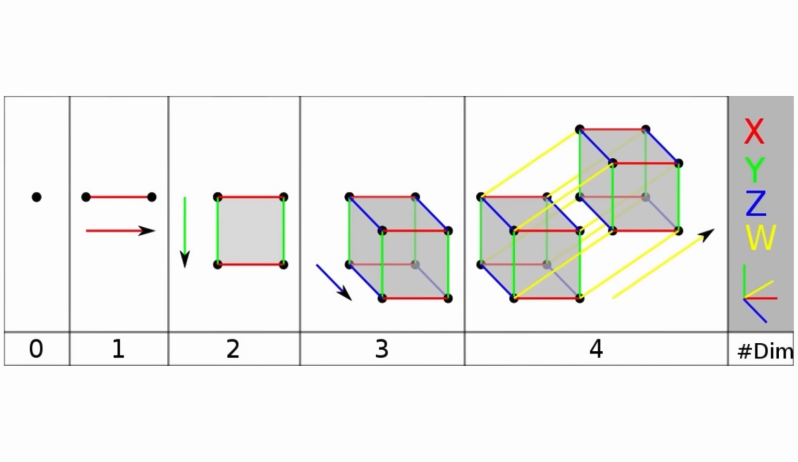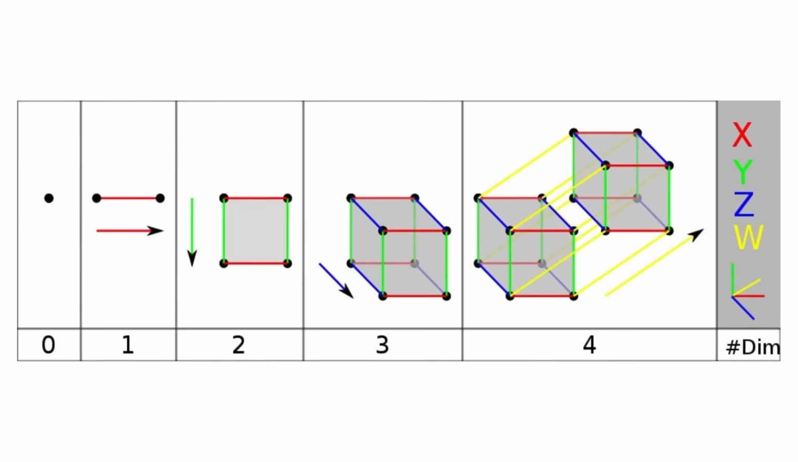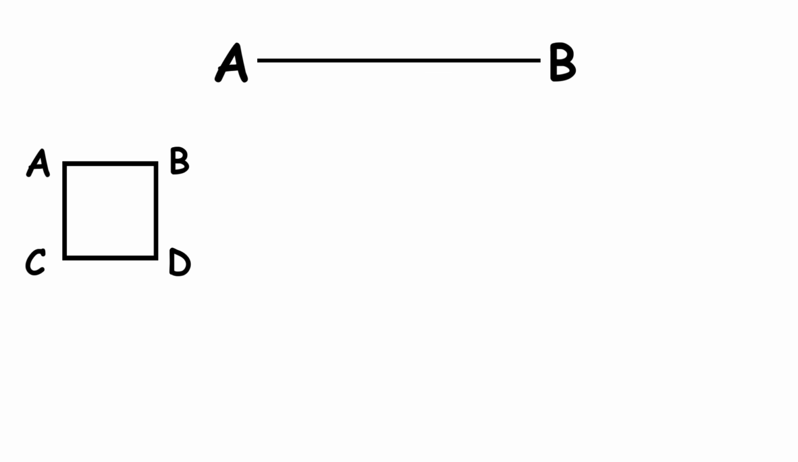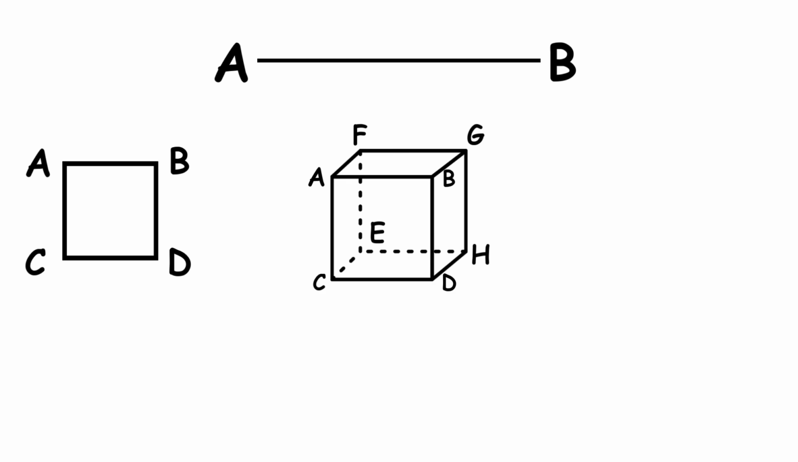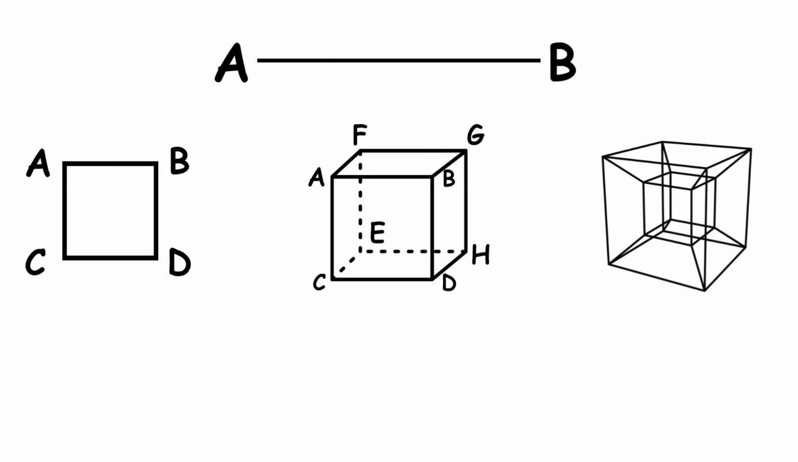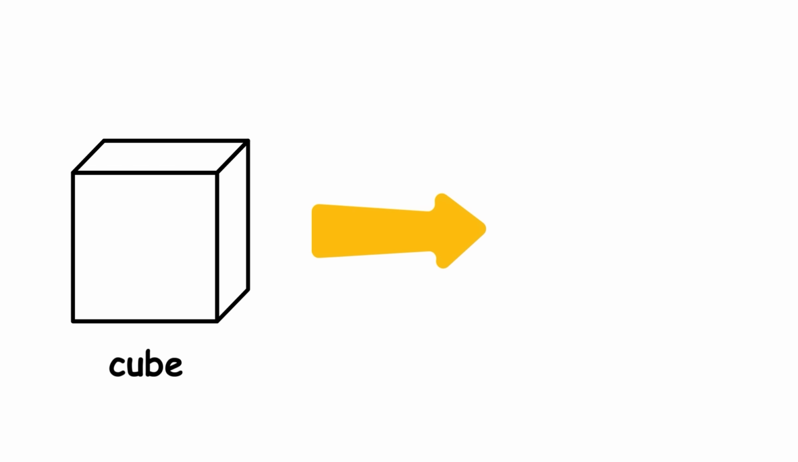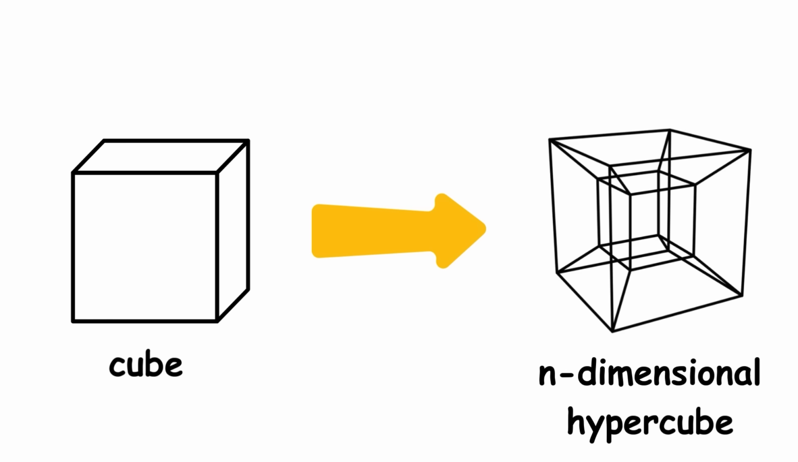Tesseract. The tesseract is the four-dimensional analog of the cube. Just as a line segment is formed by connecting two points, a square by connecting four line segments, and a cube by connecting six squares, a tesseract is formed by connecting eight cubes. These eight cubes are called the facets of the tesseract. For each dimension n, the analog of the cube is known as the n-dimensional hypercube.